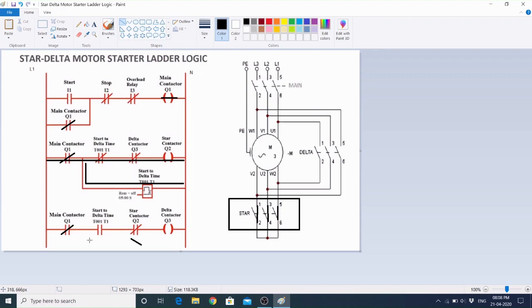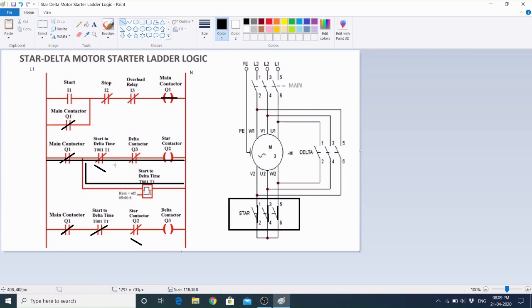After a certain time, as per the setting done over here, what will happen? This will become closed, and if this one is closed, in that case what will happen? This one will become NO type.